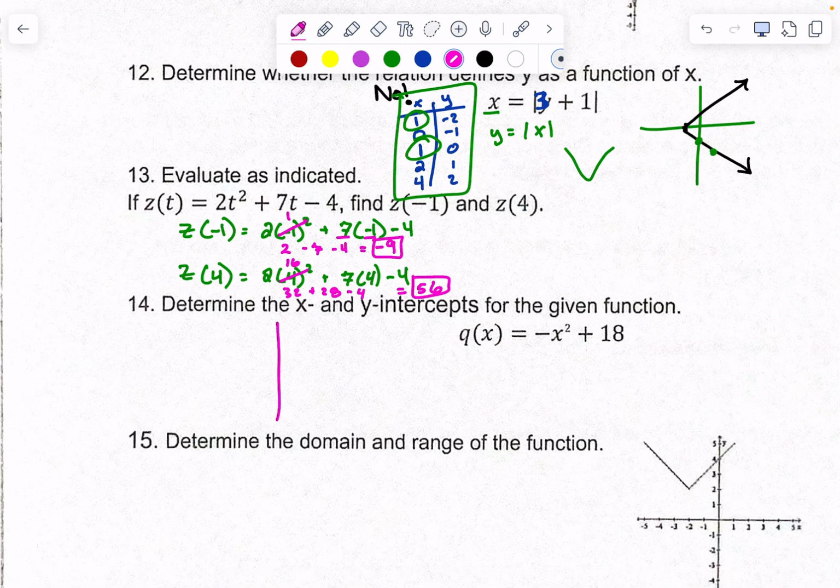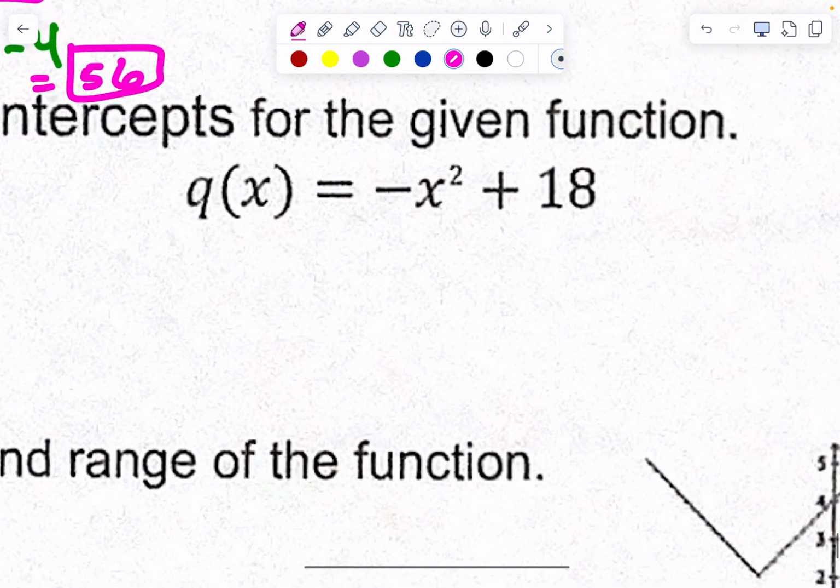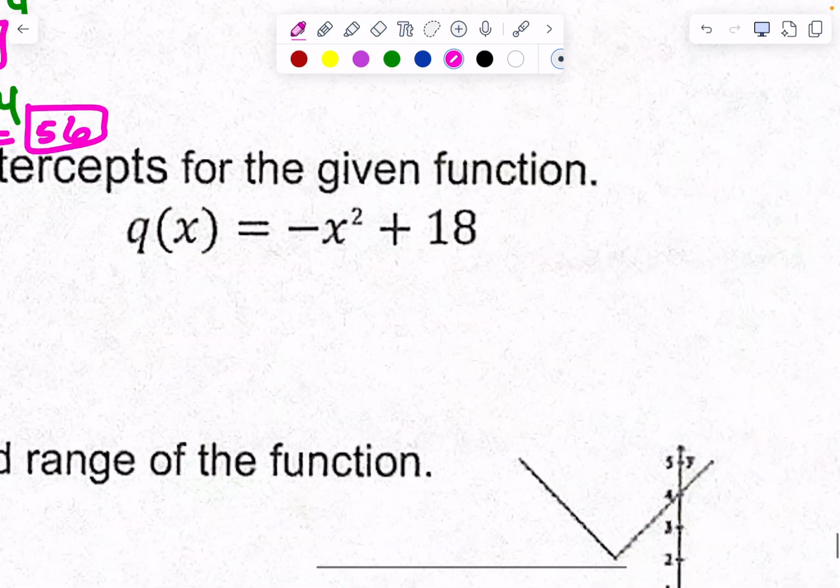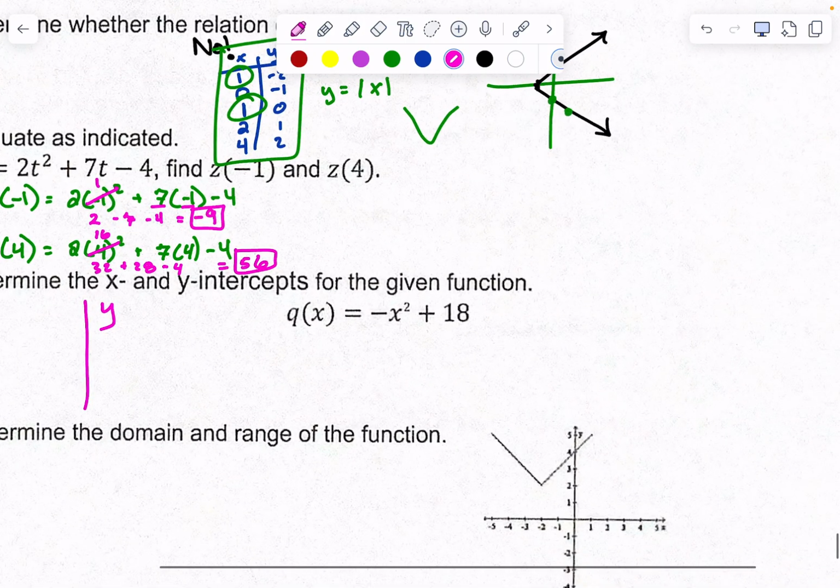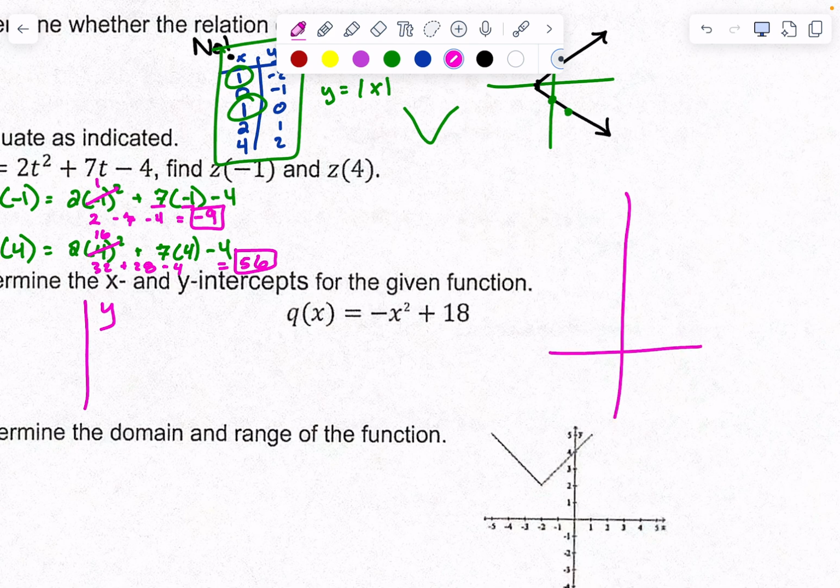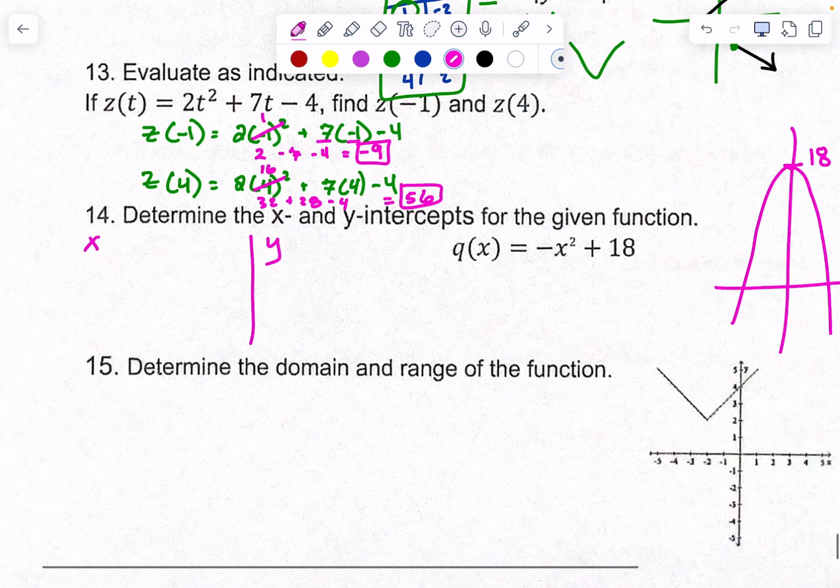X intercepts, Y intercepts. Do you know what this thing looks like? Yeah, I do actually. He looks like a big negative hump, a parabola up at 18 going like this. But even if you don't know that, that's fine. You can still find the X and Y intercepts.